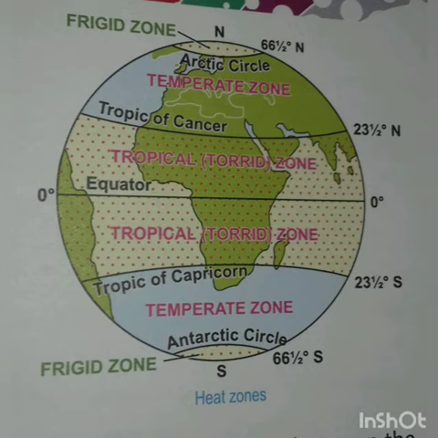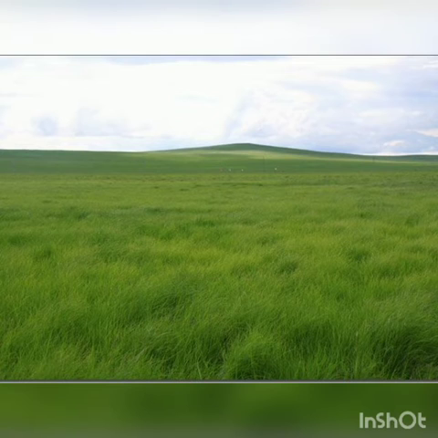Okay, so the zone is one, but it is divided into 2 parts: one in the northern hemisphere and one in the southern hemisphere. And as the sun's rays are slanting over these regions, these places enjoy pleasant weather, that is neither too hot nor too cold. Most of the grassland is found here.